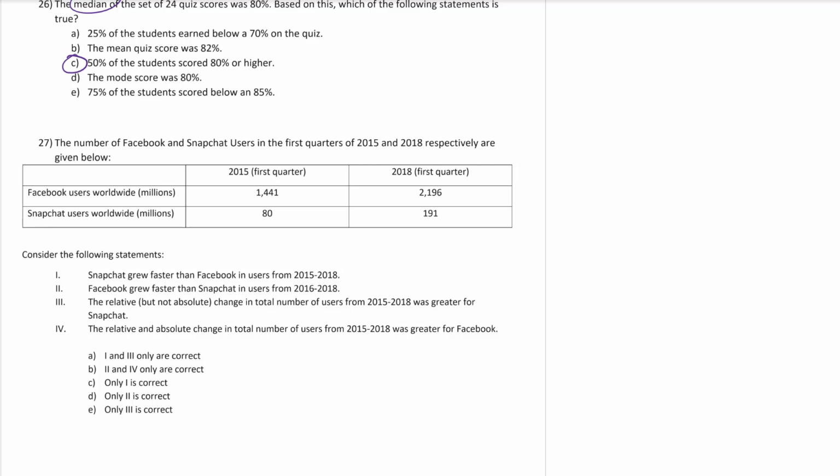All right, final question. The number of Facebook and Snapchat users in the first quarters of 2015 and 2018 are below. Both of them grew in millions, and we want to know which one grew faster and which one grew the most. As with the other question, let's calculate the absolute and the relative change. The absolute change is just the difference, so you just subtract them. So 2196 minus 1441, that is 755. Divide this by the past amount.